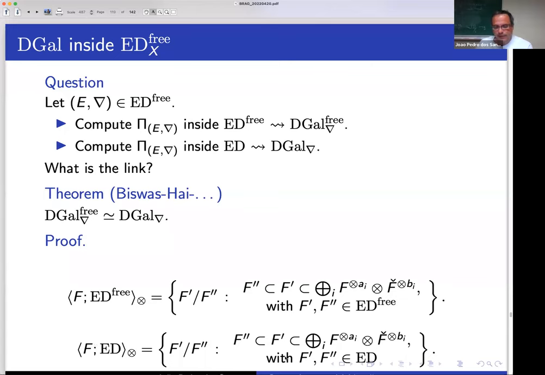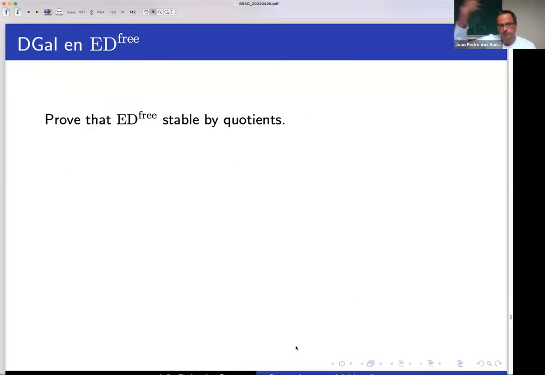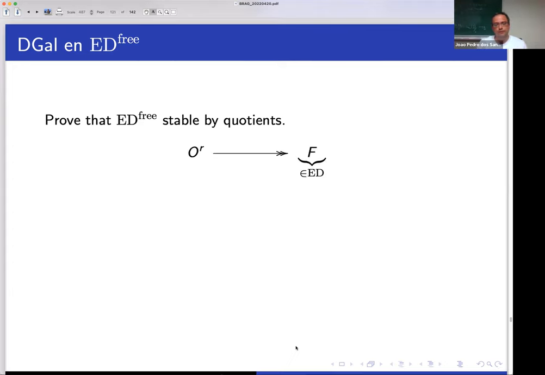On the other side, I allow myself to have things which are not free. I have a free vector bundle, I have a sub-bundle with a connection, and I want to know if this sub-bundle is also free. So this is the difficulty, and it just turns out that this difficulty is avoidable. Let me give you the proof. I only need to show that ED is free, stable by quotients, meaning that if I have a connection which is the quotient of another connection, and the bigger one is free, this implies that the smaller one is also free.